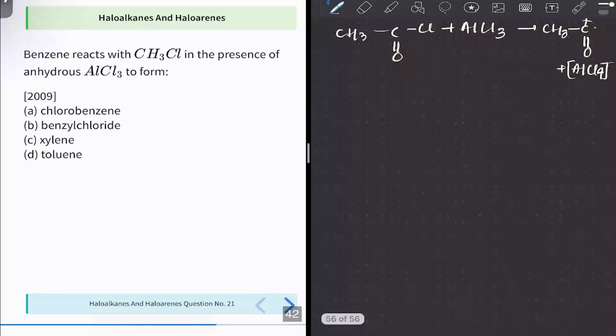So in the case of the nitrating mixture, what will be the mechanism?